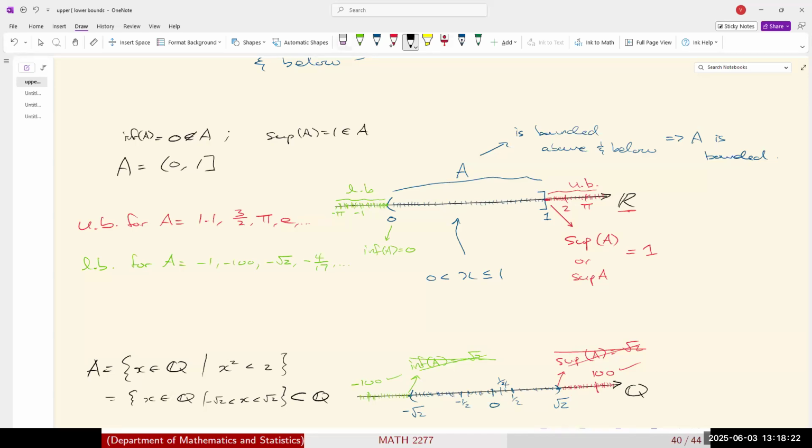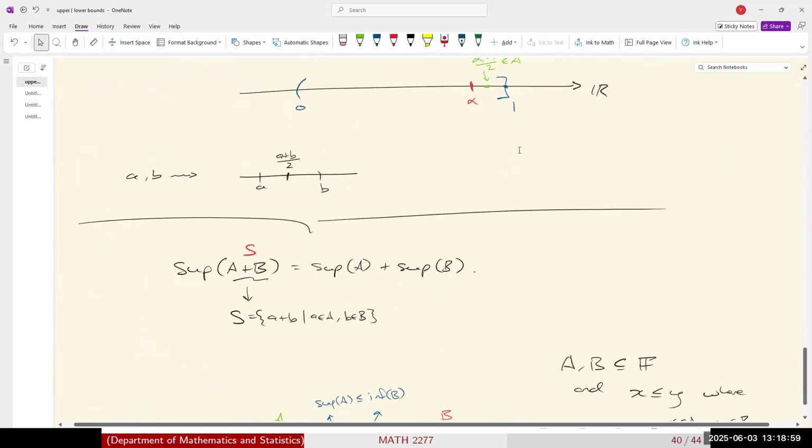If it happens that the supremum of a set belongs to that set, it's also in the set, we give the supremum a name. We call this the maximum of the set, and we write max A. If the infimum belongs to the set, so in this case, the infimum does not belong to the set, so we can't use it for this set. But if the infimum belongs to the set, we will call that infimum the minimum.